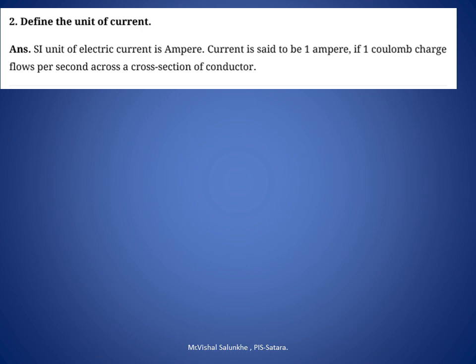So we can say the current flowing is 1 ampere if 1 coulomb charge flows per second across the cross section of the conductor. Means if 1 coulomb charge is flowing through the circuit or across the conductor in 1 second, then we can say the current flowing through the circuit is 1 ampere.